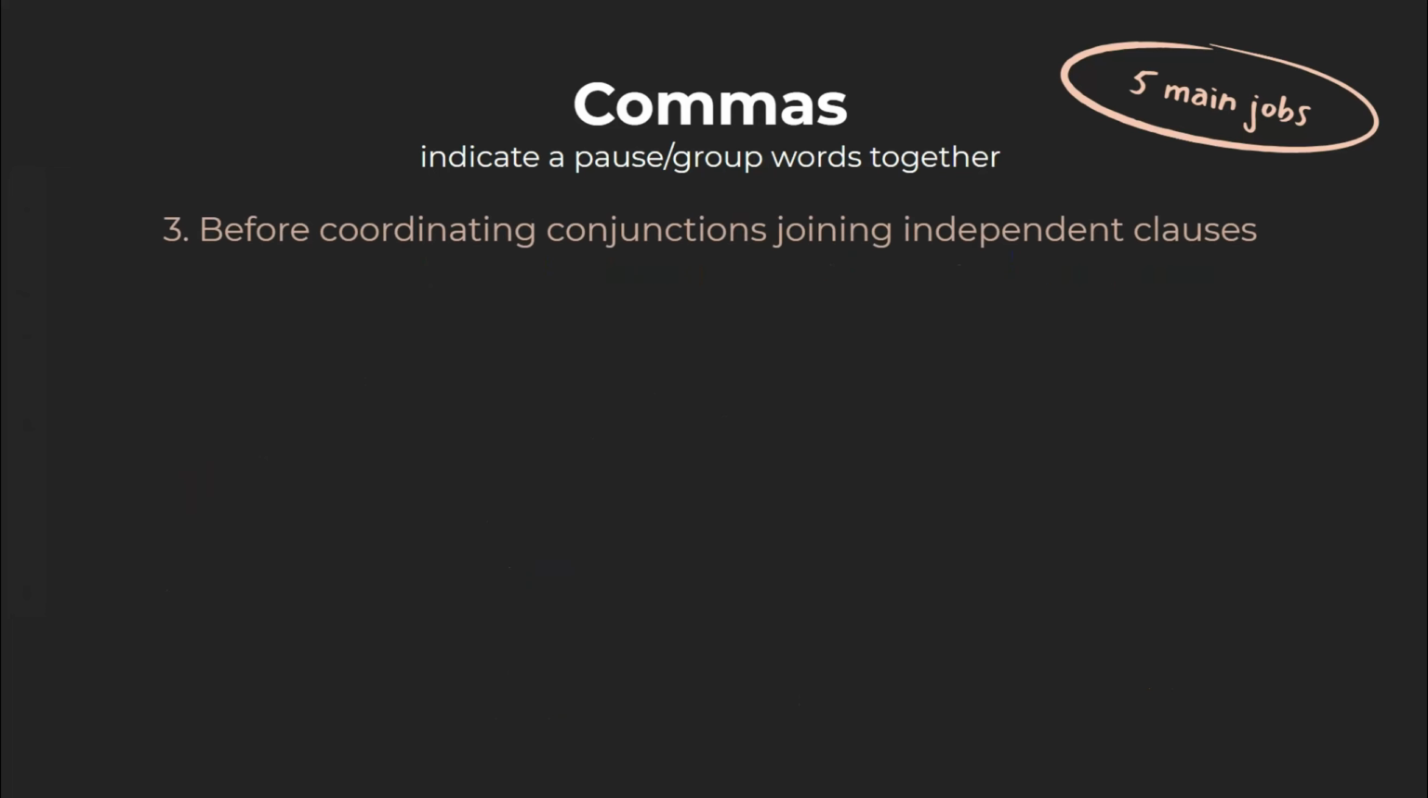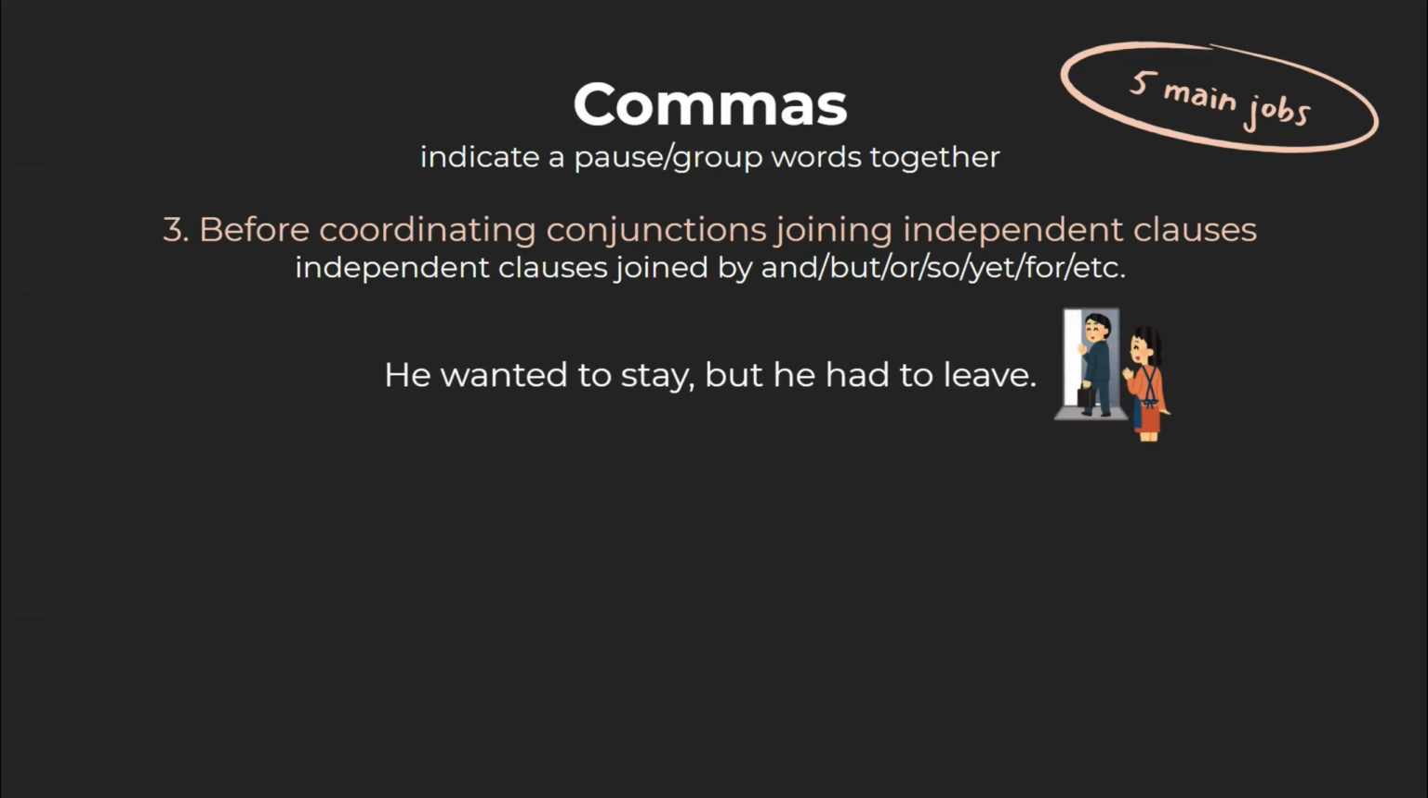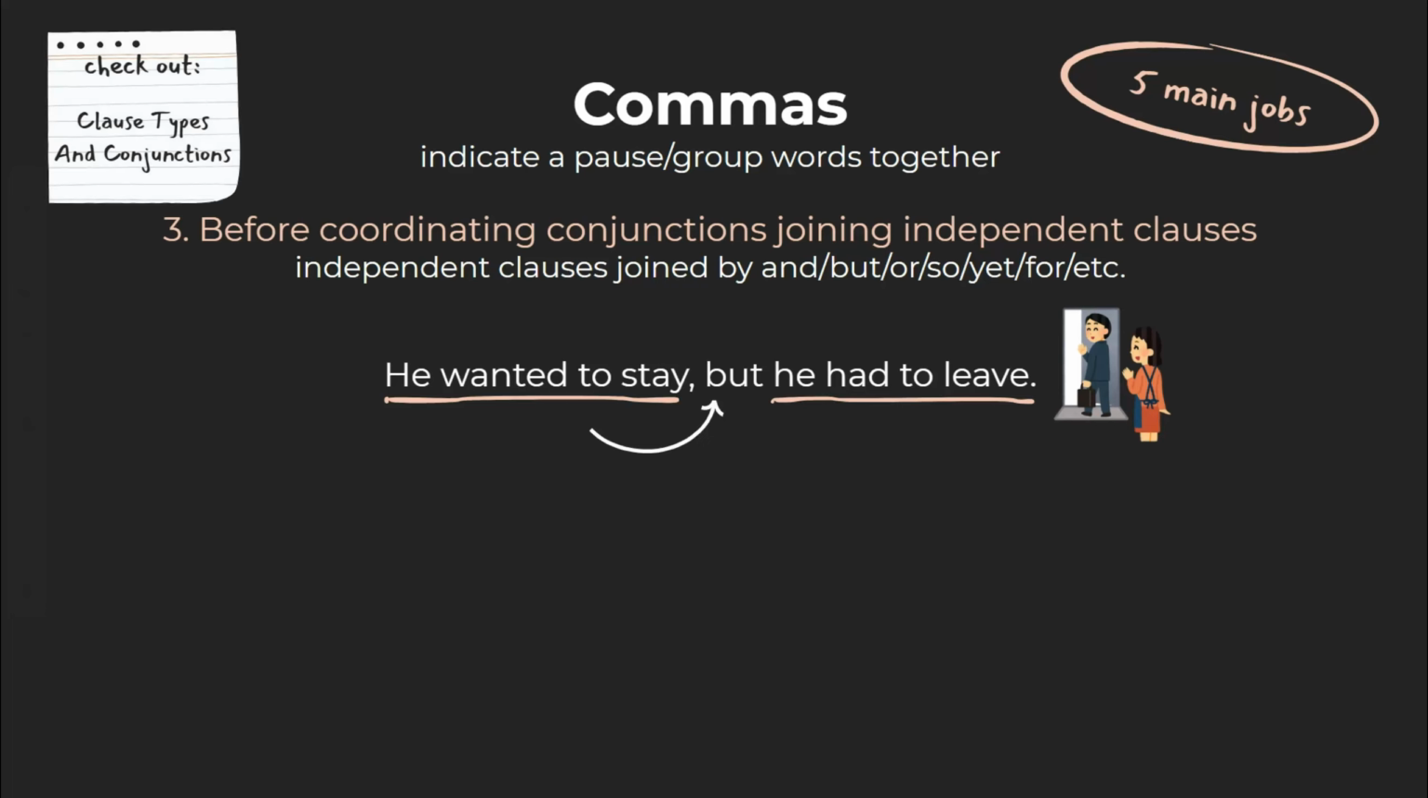Number 3. Before coordinating conjunctions that join independent clauses. When 2 complete sentences, each containing a subject, predicate, and expressing a complete thought, are joined by a coordinating conjunction like and, but, or, so, yet, or for, a comma is used before the conjunction. For example, "He wanted to stay, but he had to leave." Here, both "he wanted to stay" and "he had to leave" are complete sentences. Therefore, when joining them, we need to place a comma before the coordinating conjunction. For a more in-depth review of coordinating conjunctions, check out our video on clause types and conjunctions.